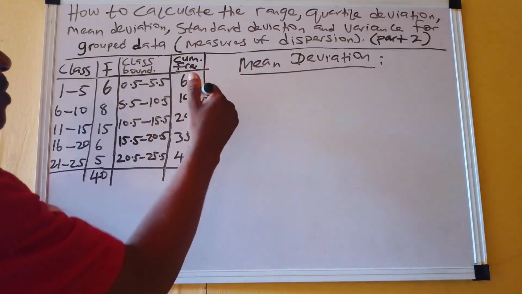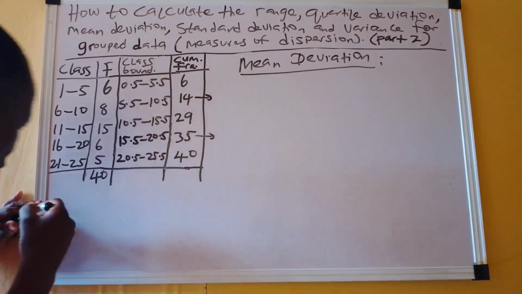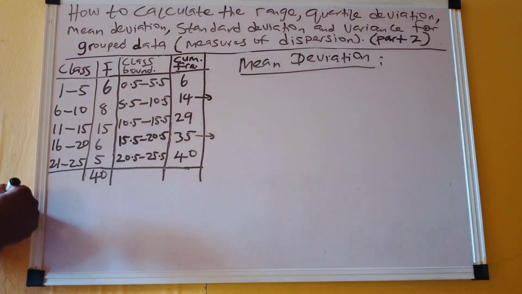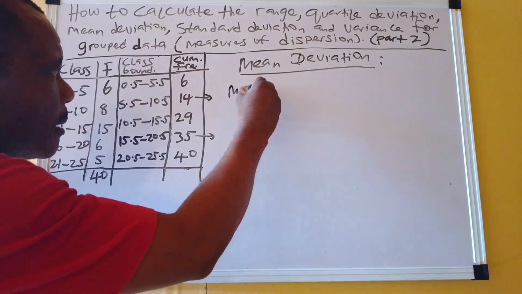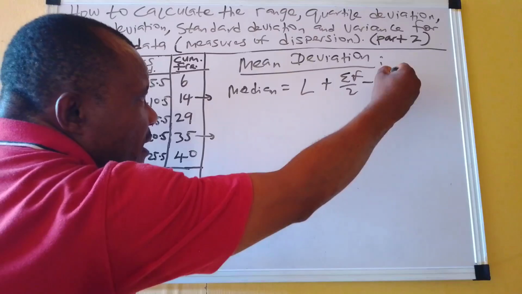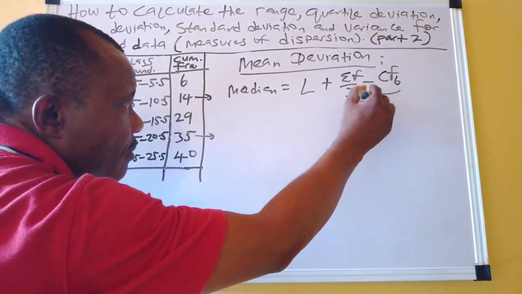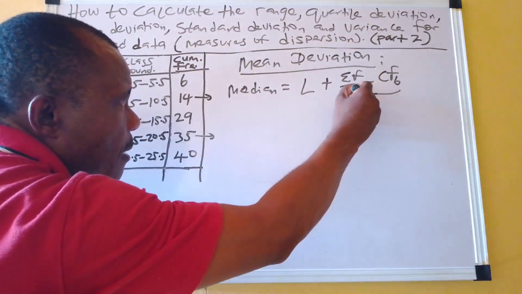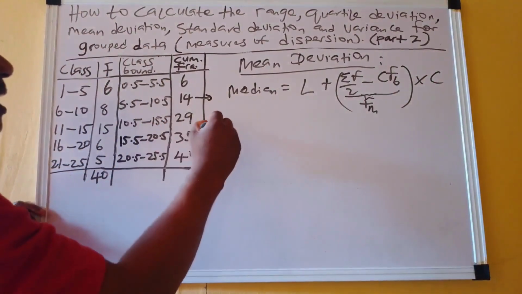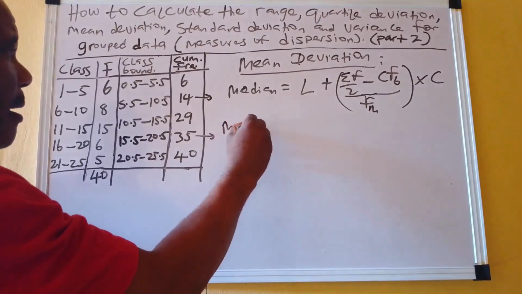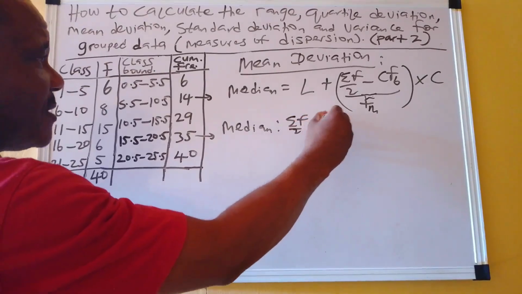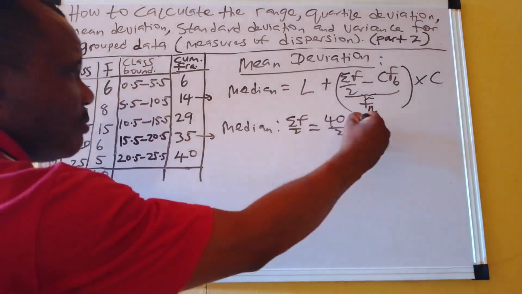So we are looking at the mean deviation. Before we calculate it, let us see how we can calculate the median first, because the median is also a measure of position. We can calculate the median since we already have the class boundaries and the cumulative frequency here. So now let's calculate the median. The median is given by this formula: L plus summation f over 2 minus the cumulative frequency before that class, all over the frequency of the median class, times C. We need to know the median class by using summation f over 2, and that is 40 over 2. Our summation f is 40, so that will be 20.